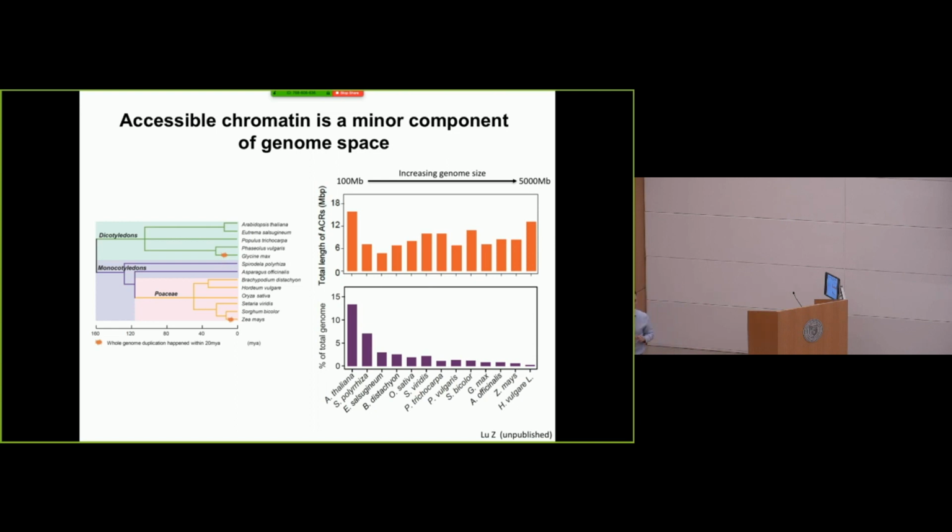I appreciate there are really differences in biology between leaves of different species. But I think there's some clear take-home points here. So one of them is you can see that the total amount of accessible space in these genomes is actually quite similar, regardless of genome size.